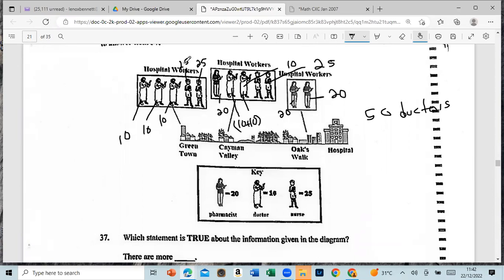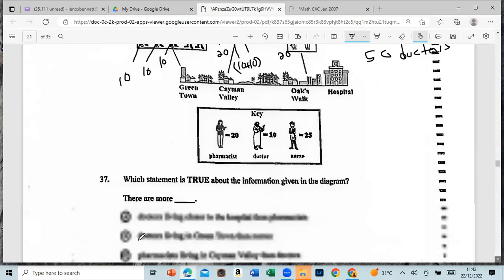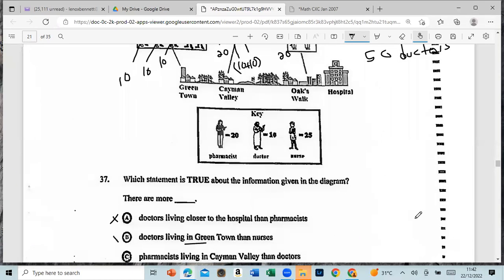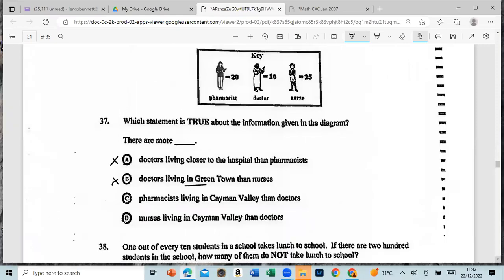So you have 50 nurses. So that is not true. So we can eliminate that one there. So it's either C or D. Let's go down further. Pharmacists living in Cayman Valley.